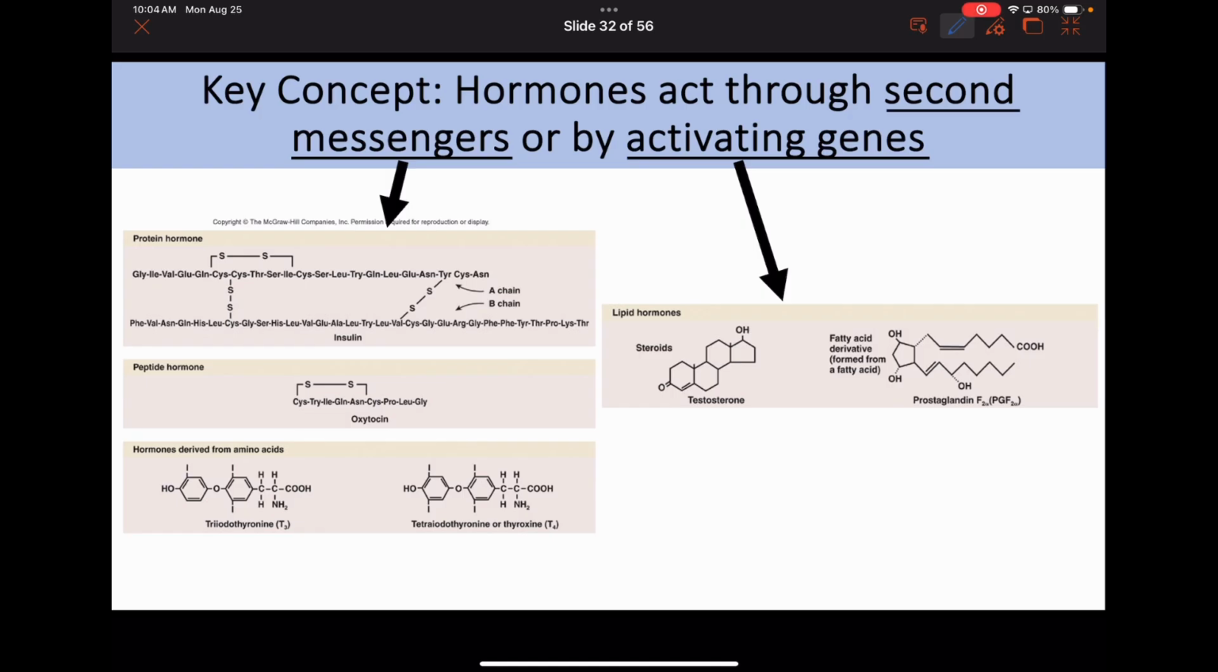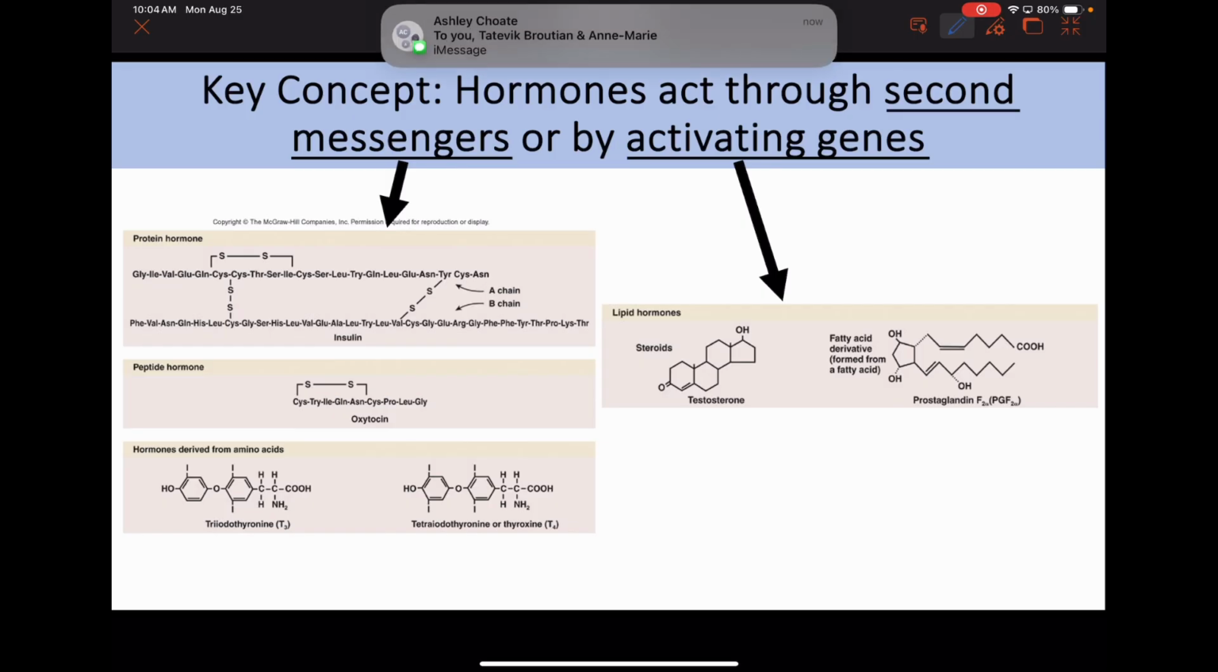All right, so hormones are either going to act through what's called a second messenger system, which amino acid-based hormones are going to do, the ones that work from the outside. Or they're going to activate genes, which is what our lipid-based hormones do because they go into the cell, find a piece of DNA, activate a gene, and then create a protein that's going to carry out the response. So we'll talk about how those things work.